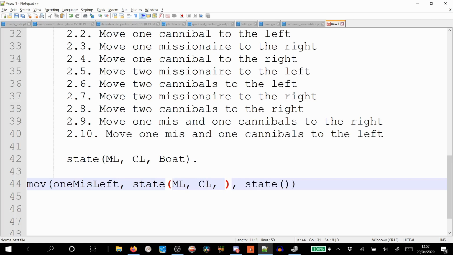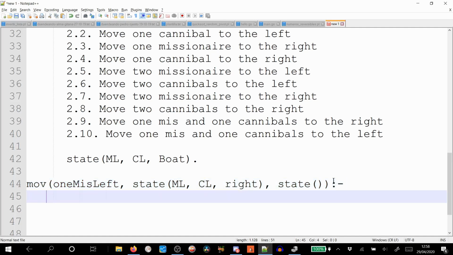Okay. And the boat, where does the boat have to be if I want to move to the left? It has to be on the right, no? If I want to move to the left, the boat has to be on the right side of the river, no? Otherwise, it's not possible to make this movement. It's not possible to move to the left. The boat has to be on the right side of the river. Okay, what happens after that?